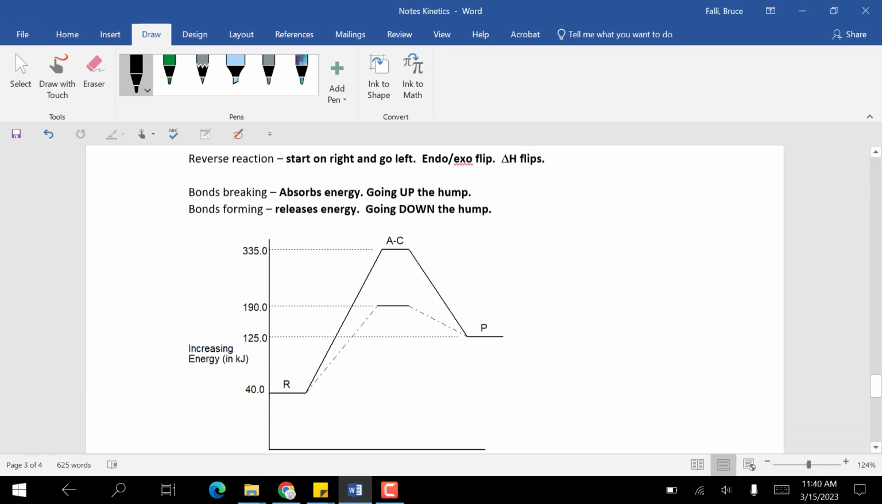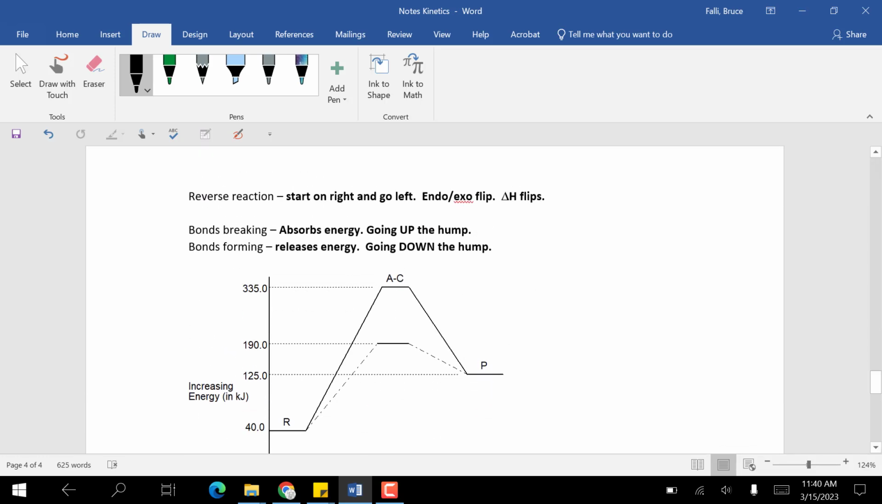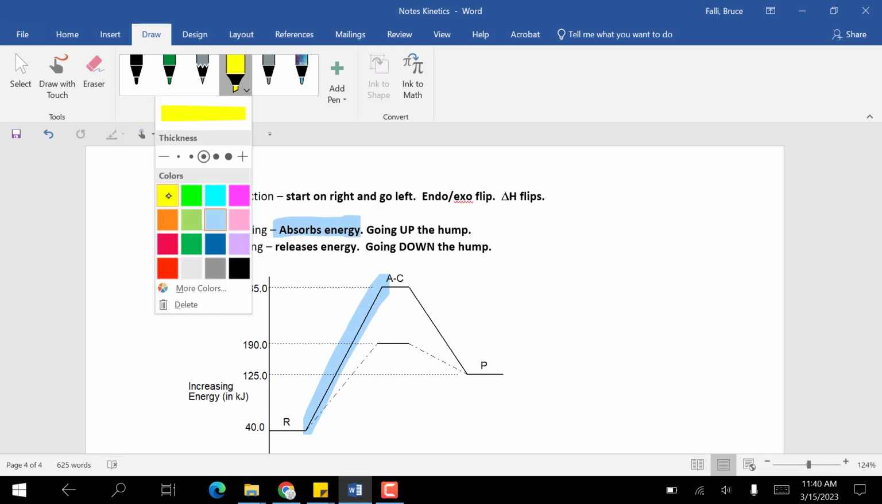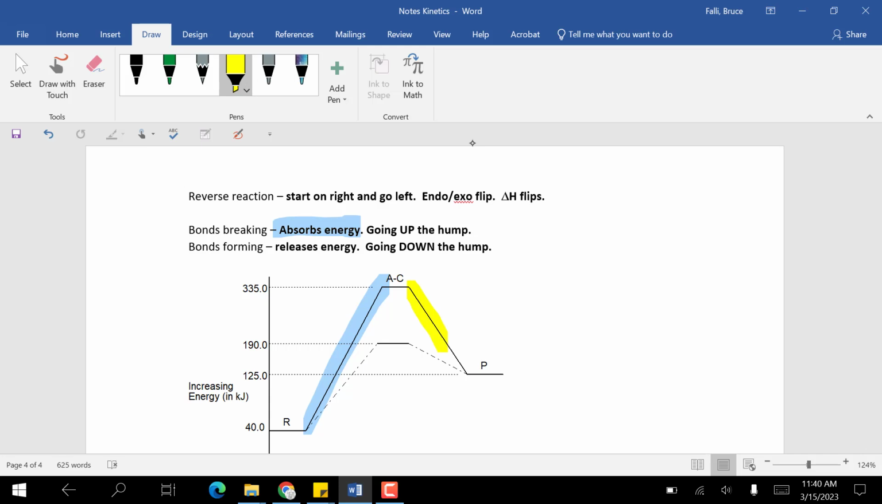So, reverse reaction. Start on the right and go left. Endo and exo flip, and delta H flips. So, here we go. As you go up, you're absorbing energy. As you go down, you're releasing energy. So you should be able to label that, and that was on your test before.